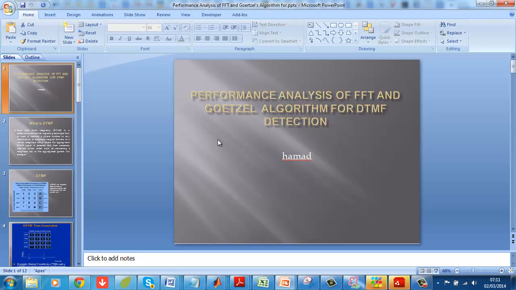Now, what happens at the receiving side? We want to be able to detect that tone and see if it's actually 1. So we should be able to detect the frequencies that are inside the original DTMF signal. That is why we need methods like FFT and Goertzel. So which of them is better? This is what we are going to consider now.